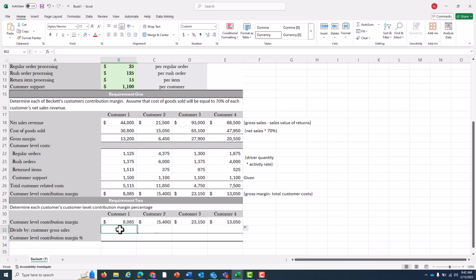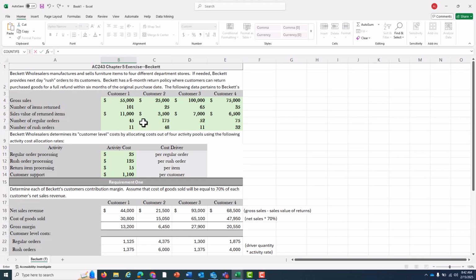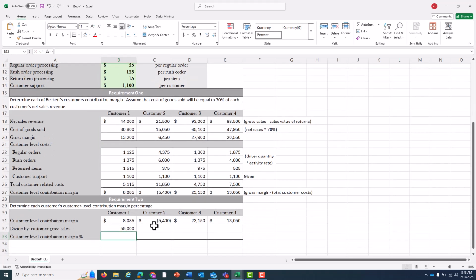take our customer level gross sales, which we were given in the table up on top, $55,000 for customer 1, $25,000 for customer 2, $100,000 for customer 3, and $75,000 for customer 4. And I'm going to bring all those numbers into this table down here. And to find my margin percentage, I just take the margin that we got from each customer and divide it by the gross sales that we recorded for sales to that customer during the period.